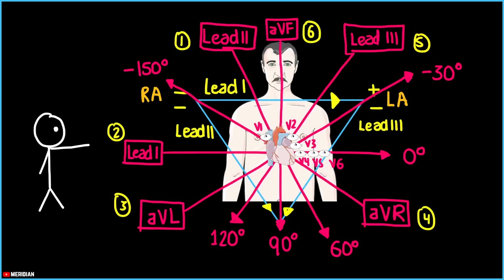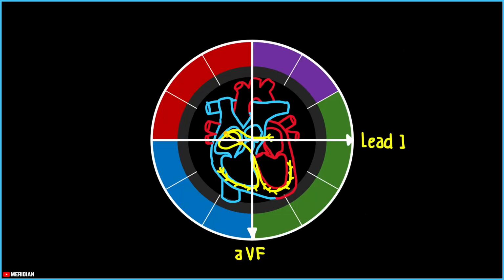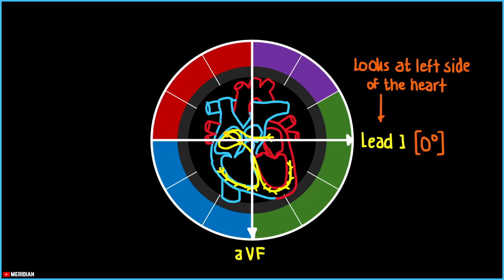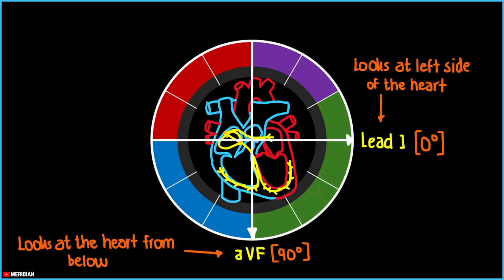You don't need all 12 leads to find the axis. You only need two, lead 1 and lead AVF. Lead 1 looks at the heart from the left side at 0 degrees, and lead AVF looks at the heart from below at 90 degrees. Together, they divide the heart's electrical direction into 4 simple regions.